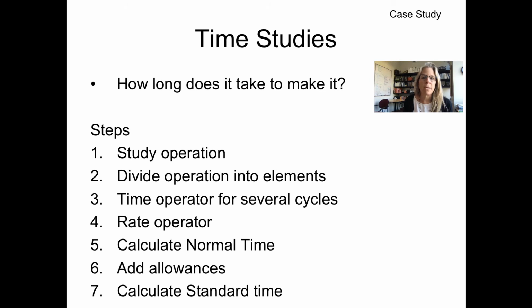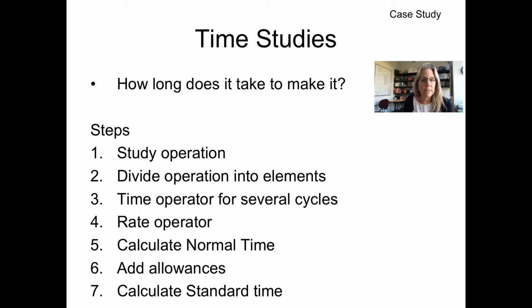So the main thing you're doing is trying to figure out how long something takes. So it's going to be a particular operation. You need to define what that operation is, and then you need to study it. Usually you study it when it's in production for a long time, not just right at the beginning, but when you've watched it for a while. So the first thing you're going to do is study the operation. And the next thing you're going to do is divide the operation into elements.